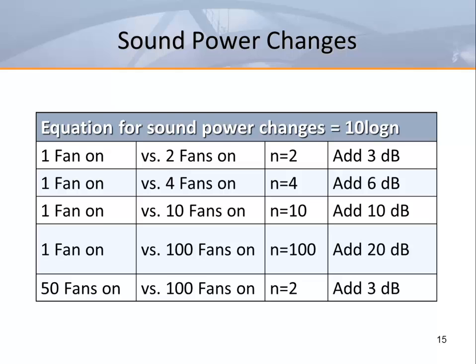If we want to know what 4 fans sound like, we add 6 decibels. For 10 fans, we add 10 decibels, and so on. If we know what 50 fans sound like and we want to know what 100 fans sound like, we're back to adding 3 dB because we're doubling the original sound source. This leads us into a discussion about proximity to sound sources.